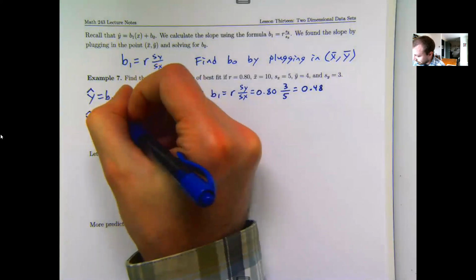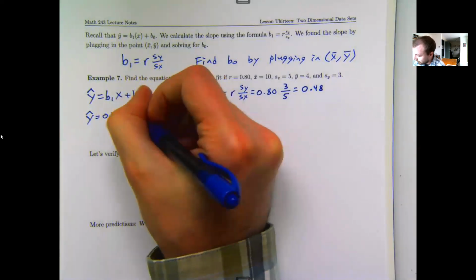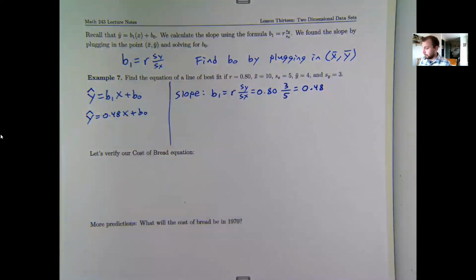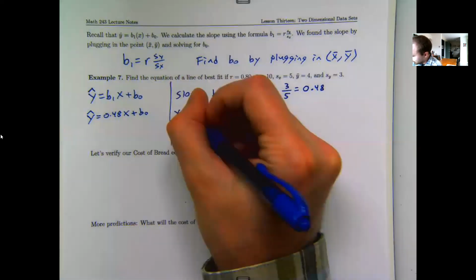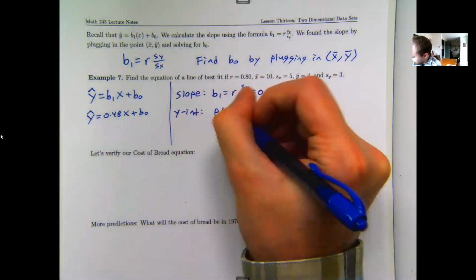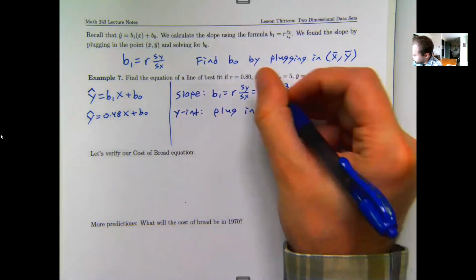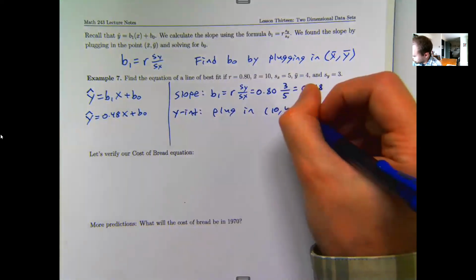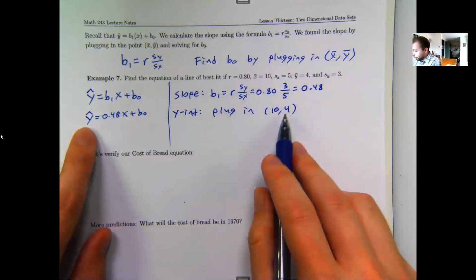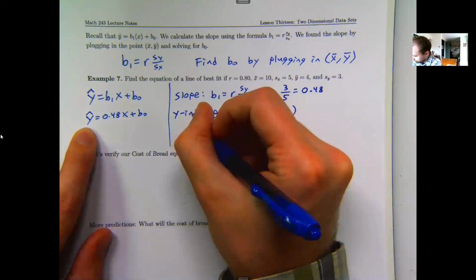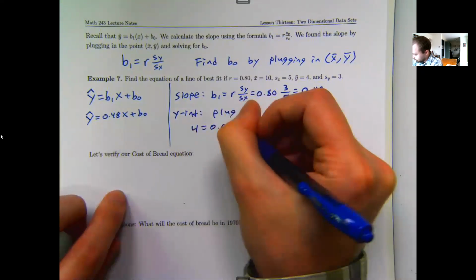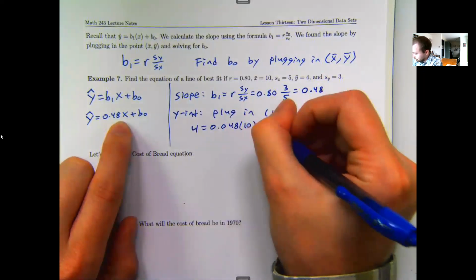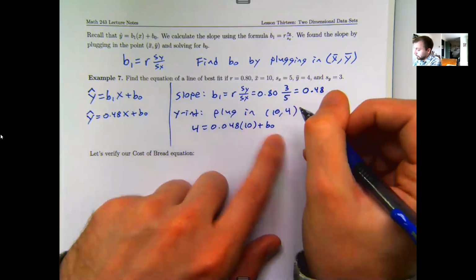So my equation now looks like 0.48x plus whatever my y-intercept is. I've solved for the slope so far. To find the y-intercept, we're going to plug in our point, average of x, 10, and average for y, 4. So I'm going to put the 4 in for the y, and I'm going to put the 10 in for the x, and I'm going to solve for the y-intercept.